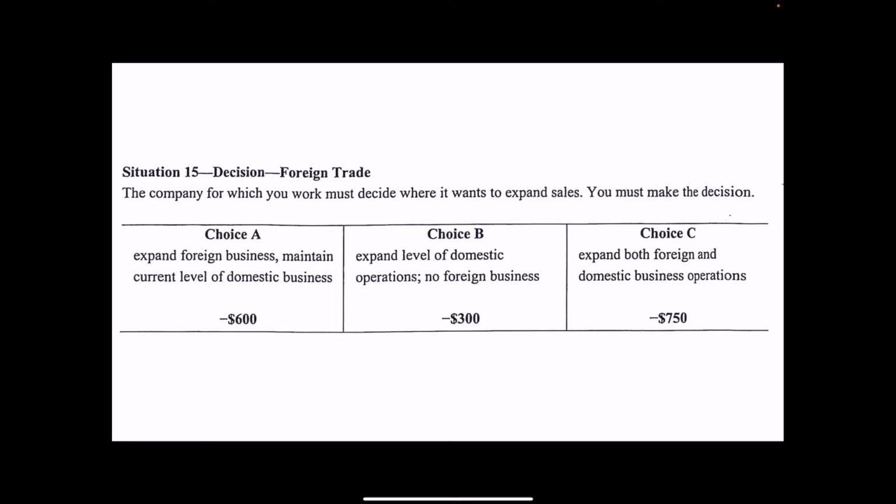Situation 15 is a decision. The company for which you work must decide where it wants to expand sales. You must make the decision. Choice A, do you want to expand foreign business, maintain current level of domestic business? B, expand levels of domestic operation within the United States and there's no foreign business? Or C, do you want to expand both foreign and domestic business operations? It's your choice. On line 15 in foreign trade, you write down your choice and the number amount, and then you figure out your new balance.